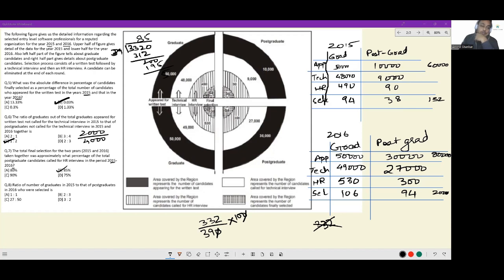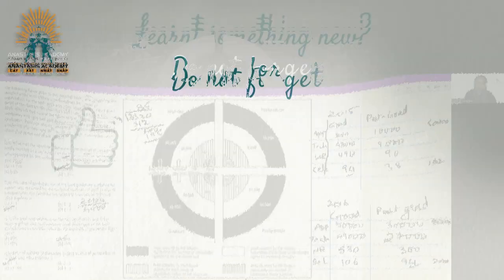Next, ratio of number of graduates in 2015 to that of postgraduates in 2016 who were selected is 1:1. Selected is 94 here, and we have another 94 here. So that's it. This is the entirety of the set. While it may look daunting initially, if you record the data, it will become fairly simple to manage.